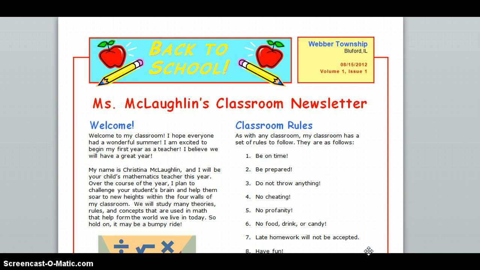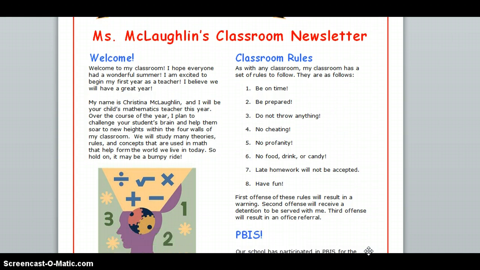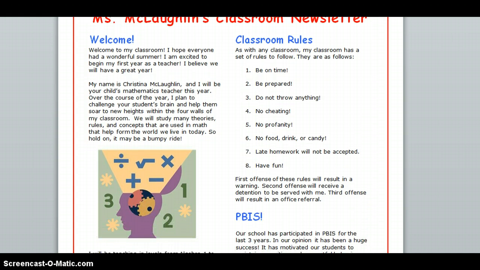Alright, here is my classroom newsletter, and there's my little welcome statement. I have my classroom rules. I think this is really important to establish your rules up front. That way there is no room for error. Your students can't say they didn't know. You send a letter home to their parents about it.